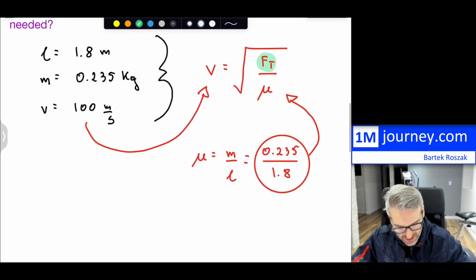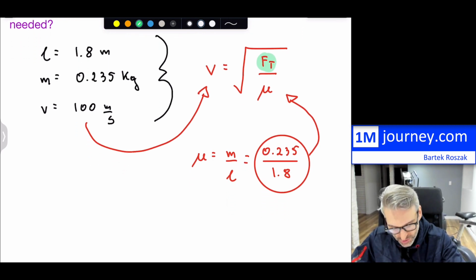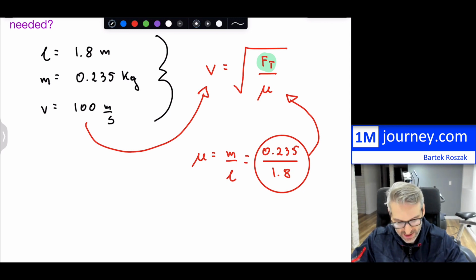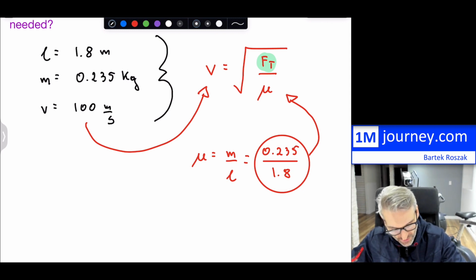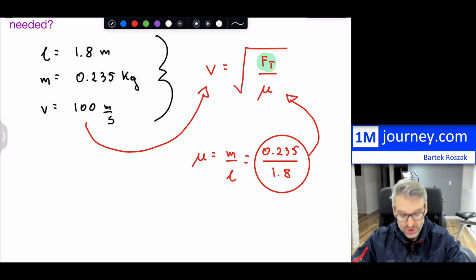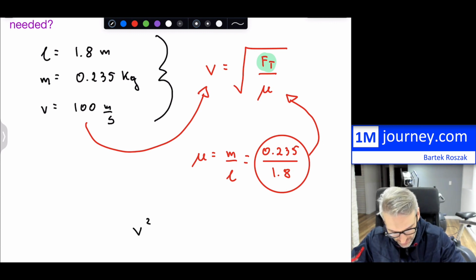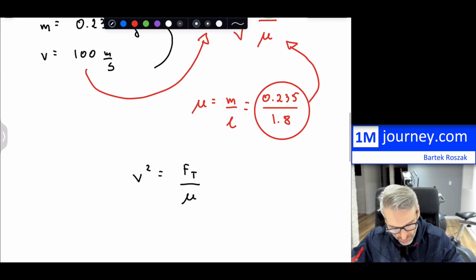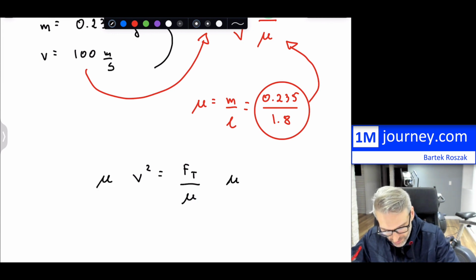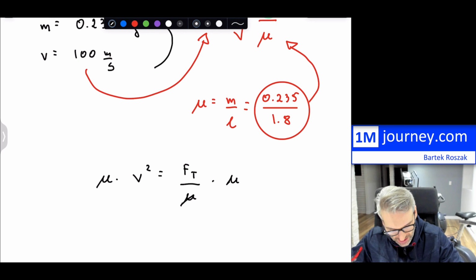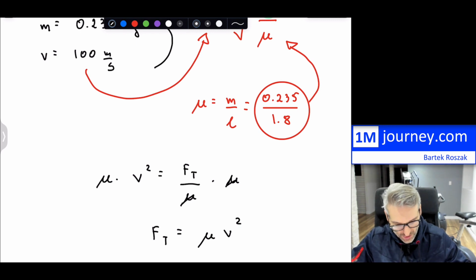Now, if you take this formula and substitute everything back in, you can square both sides and obtain V squared equal to the force of tension divided by mu. In other words, if I multiply both sides by mu, this gets rid of the mu in the denominator, and you get that the force of tension is equal to mu times V squared. So let's try this.